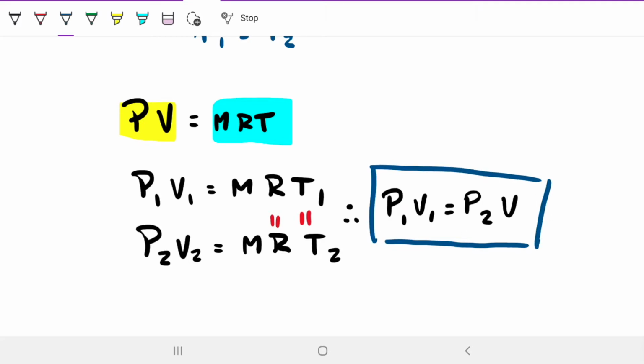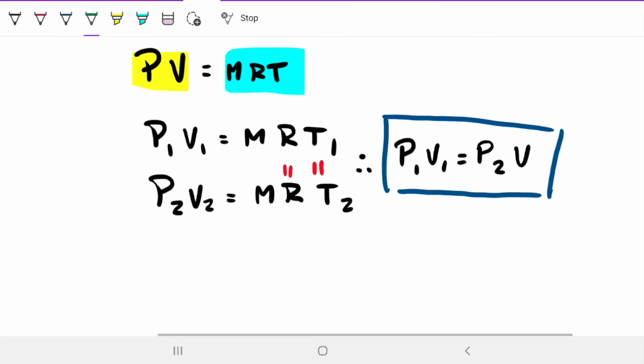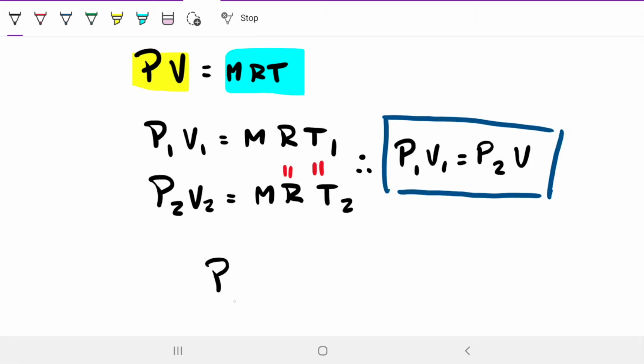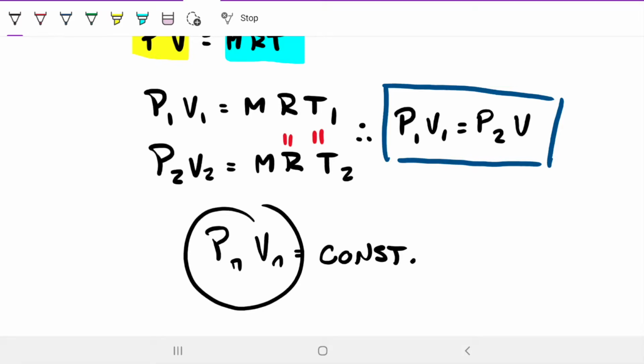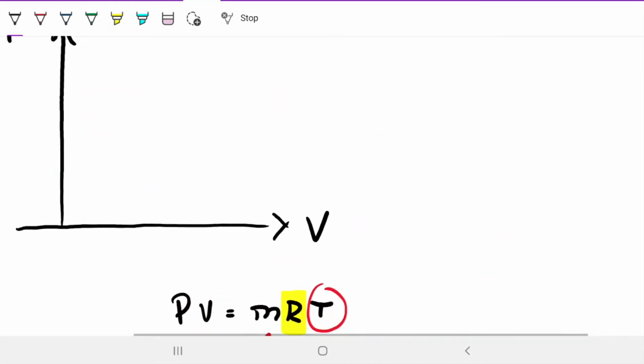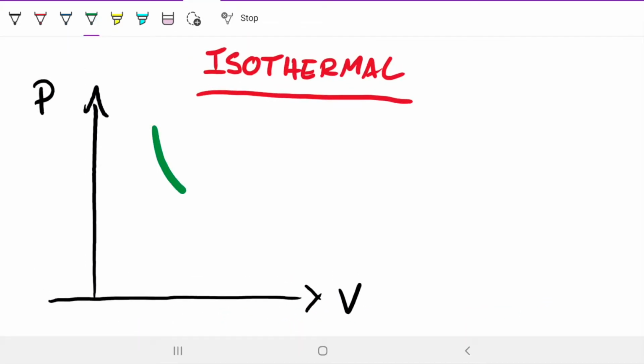So in other words, if we're generalizing this, we're saying that P, any P, we can do Pn, times Vn will be a constant, right? So no matter what state you're in, as long as an isothermal transformation happens, P times V is a constant. Why does that matter? Well, if we go back to our graph, we'll see that that right-hand side there is going to have exactly this kind of shape here, which is the whole point of this explanation.